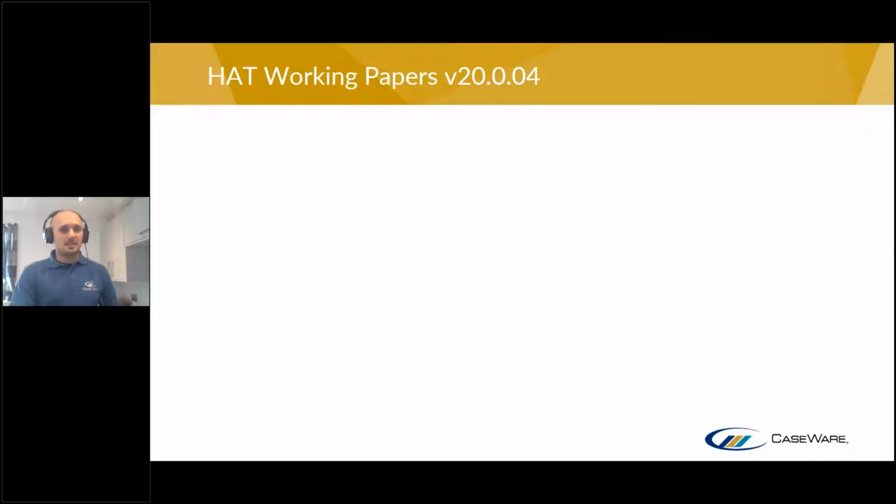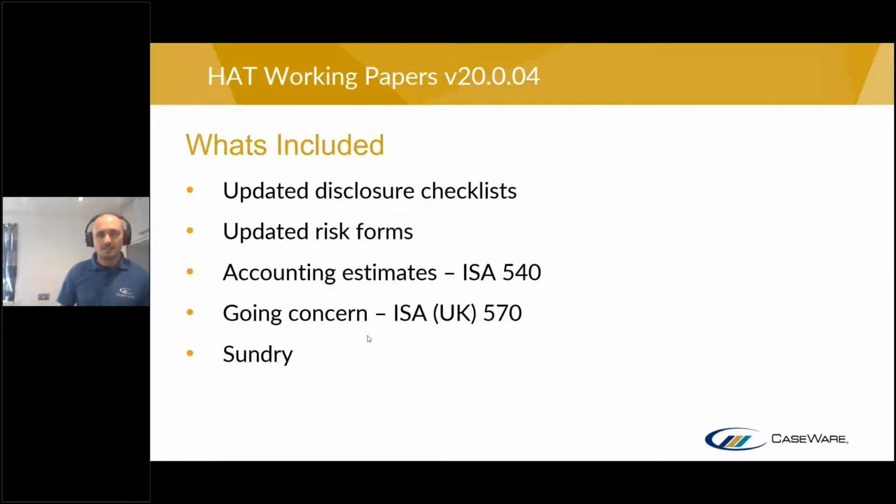Okay, so first up then, let's move this over the way quickly. There we go. What's included? The first thing we're looking at here is the update disclosure checklist, then updated risk forms, accounting estimates, and going concern. So that's our ISA 540 and ISA 570. Then we've got some sundry items as well, which we'll cover time allowing. There's more within the update than just these key areas, but these are the core areas that we'd like to discuss today, because these are the ones that are really going to have a larger impact on your engagement files.